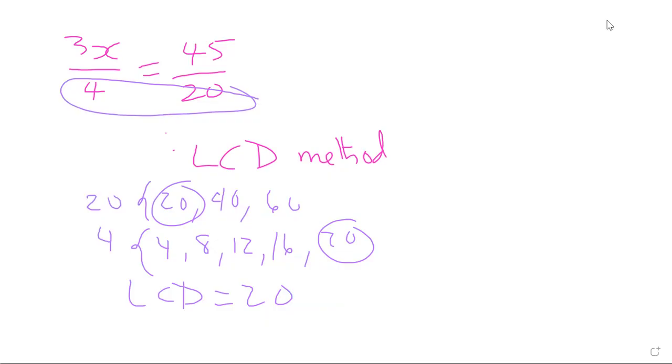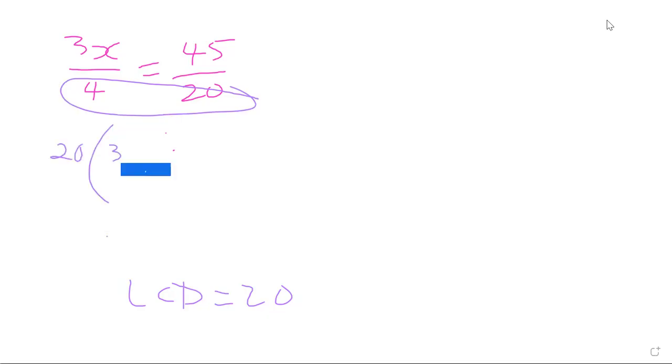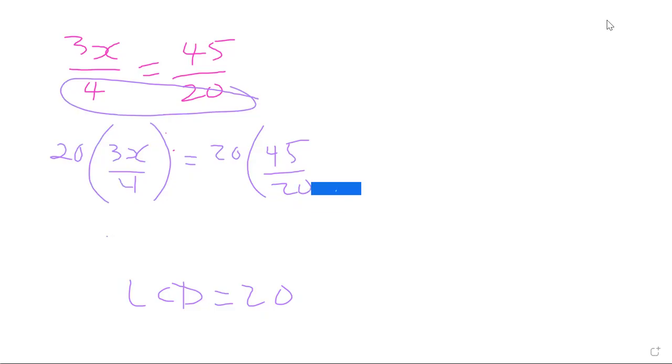So going back to the equation, because the LCD is 20, I'm going to pick each term, and in this case, there are two terms. The 3x over 4 is one term, and then 45 over 20 is another term. So I'm going to multiply each term by the LCD. So 20 times 3x over 4, and then I've got 20 times 45 over 20, like that.